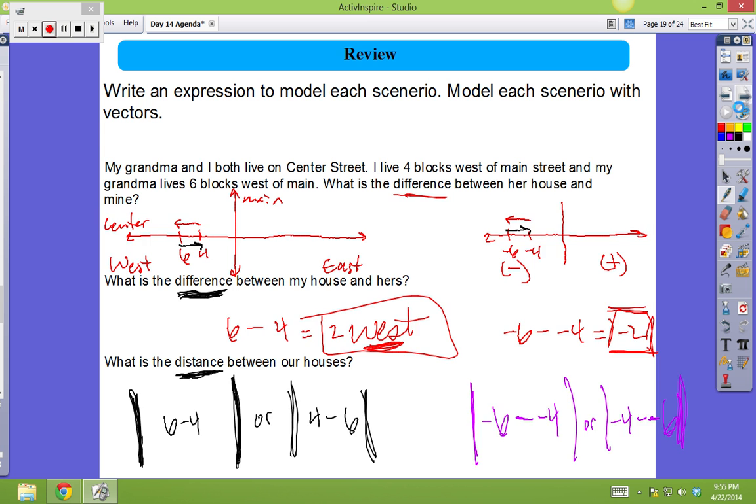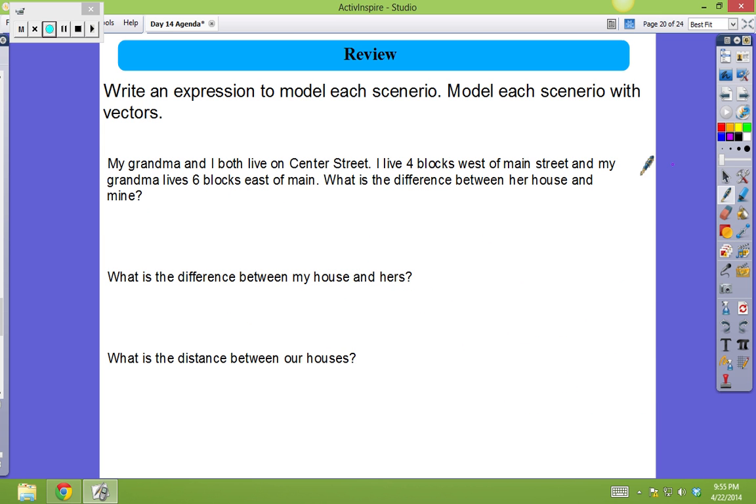Okay, let's look at one more. This time, my grandma and I both live on Center Street. I live 4 blocks west of Main, and my grandma lives 6 blocks east of Main. So, here's Center Street. Here's Main. This time we're on opposite sides. I live 4 blocks west, so let's call this my house. 4 blocks. This is on the west side. My grandma lives 6 blocks east, so she's somewhere over here. This is the east side.